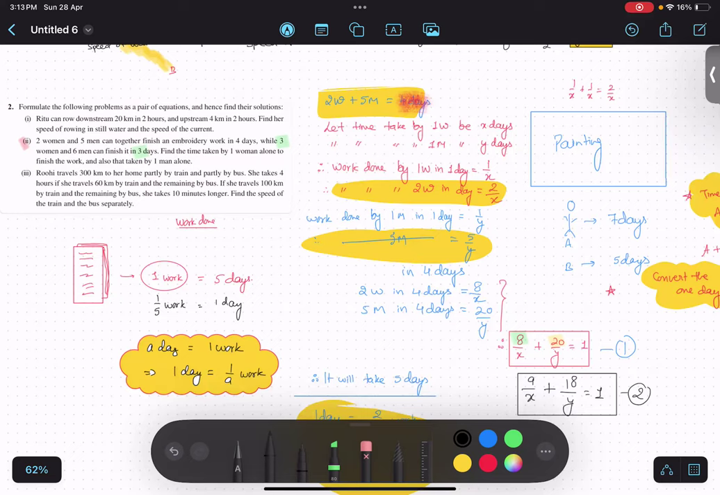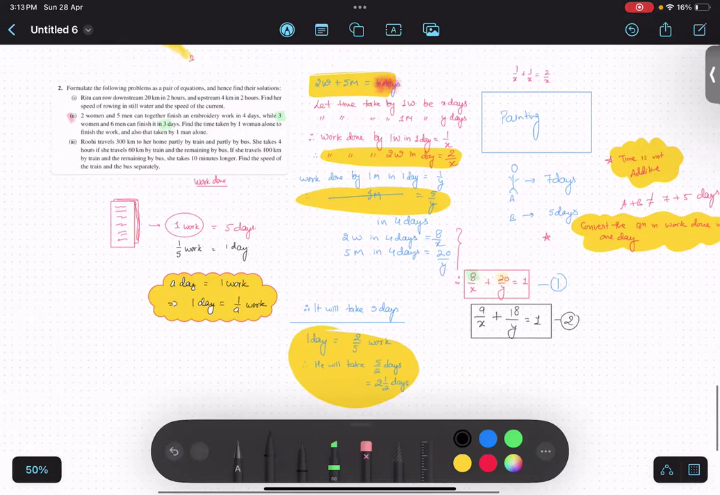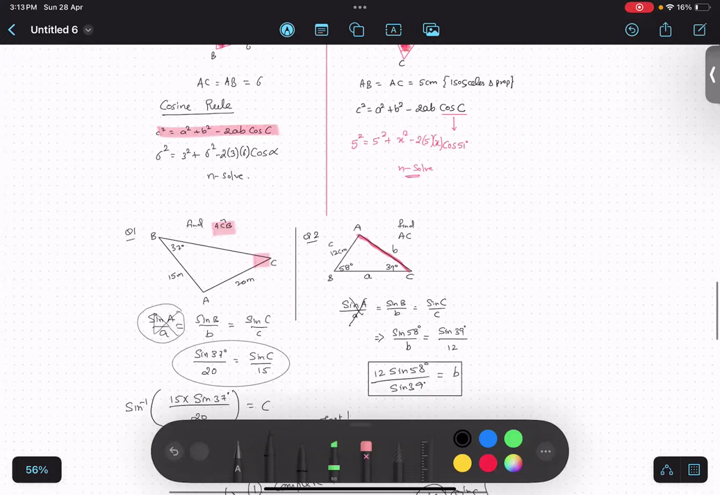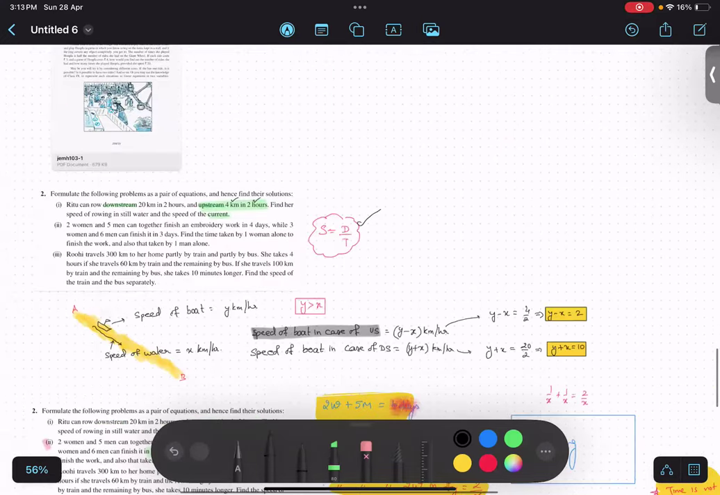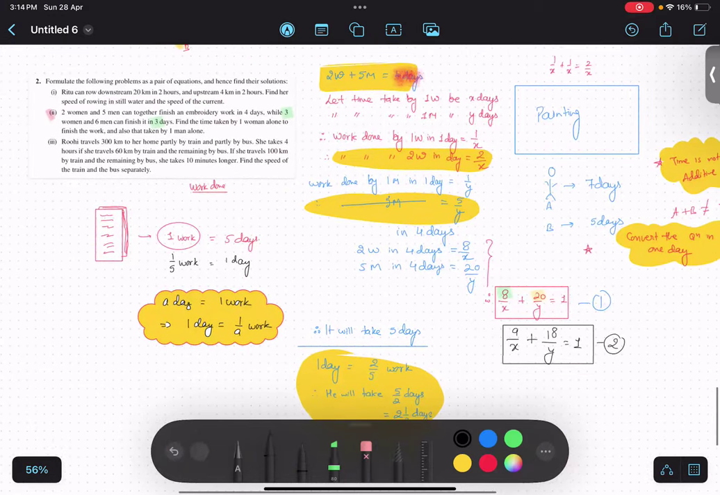Can you see how much explanation was there? It's a work done type of question. Now, after framing the equations, you can go back and solve the way we did for the 3.6 exercise, the remaining questions. Yes, no?